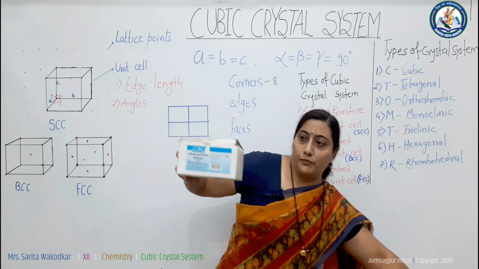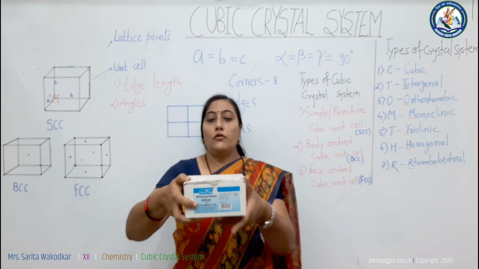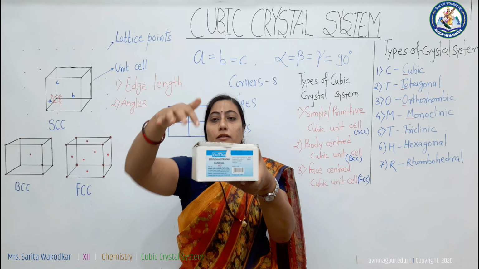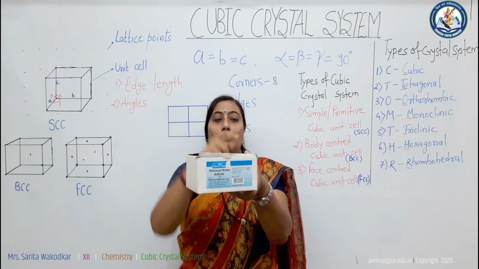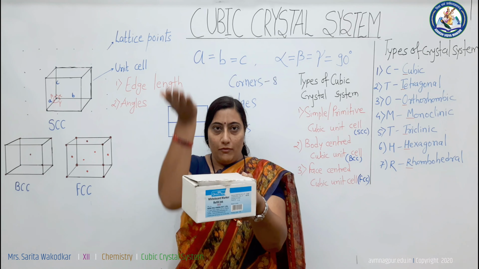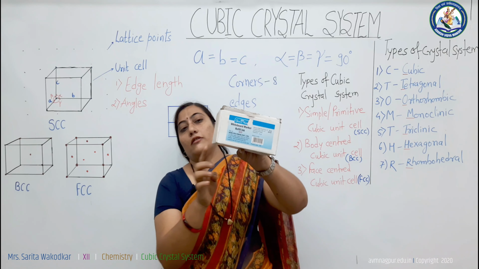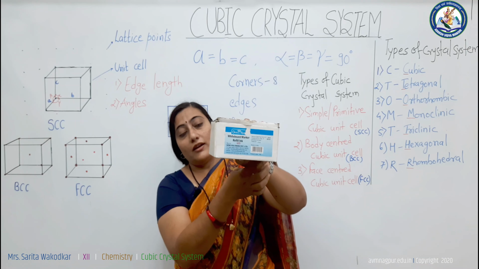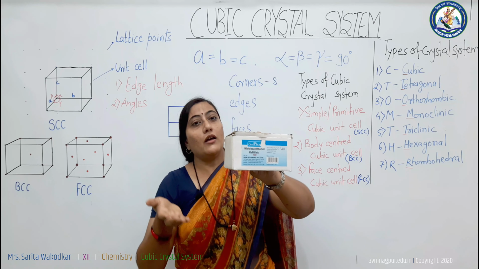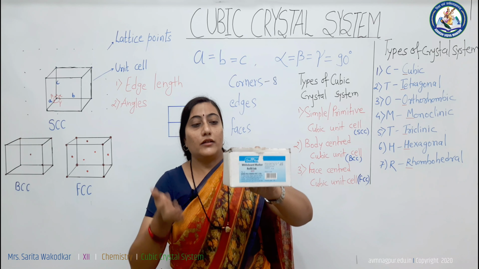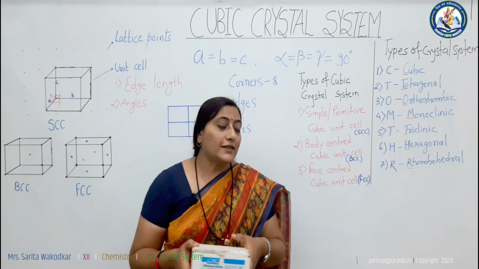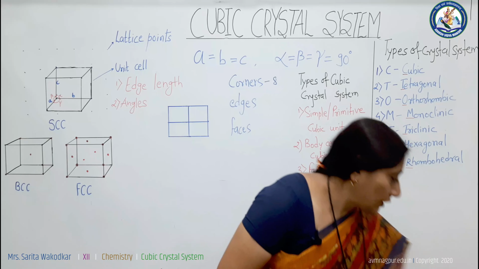This is a cube. This is the first corner, second, third, fourth. 4 corners from the upper side, 5th, 6th, 7th and 8th, 4 from the lower side. In this way, there are 8 corners possessed by a cube.